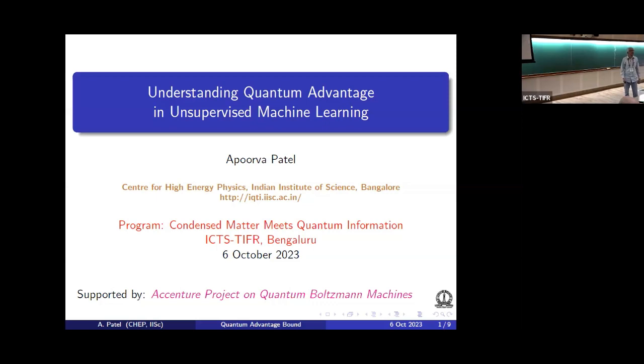So thank you for the invitation to give this talk. It has actually only a little bit of condensed matter physics, more on the quantum information theory side, but it is bringing into focus two topics which are very much in the news. One of them is machine learning, and the other one is quantum advantage.